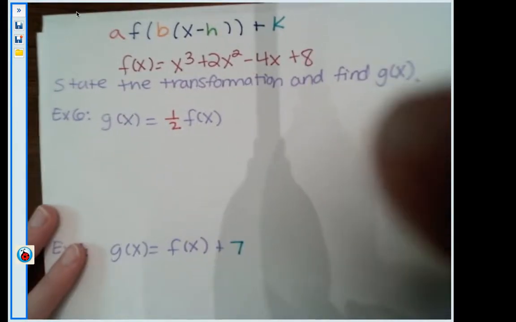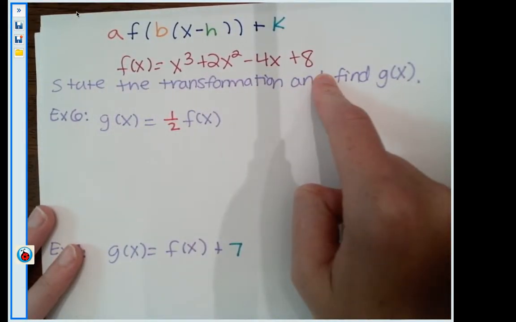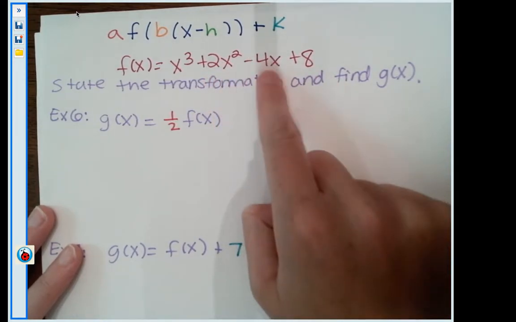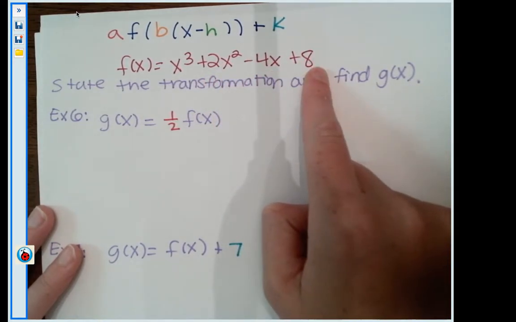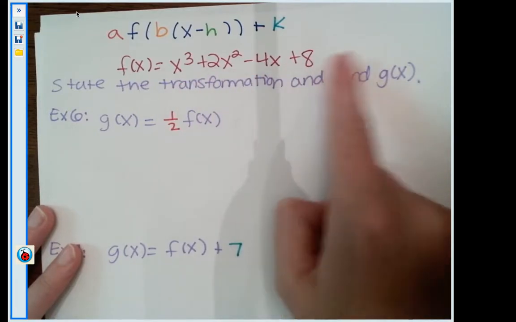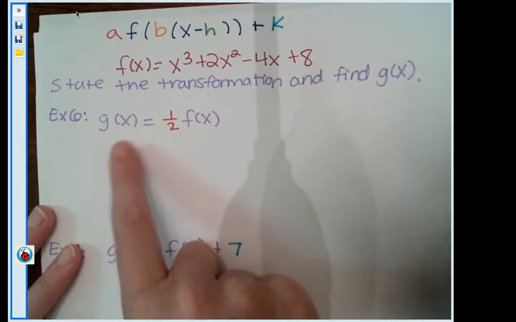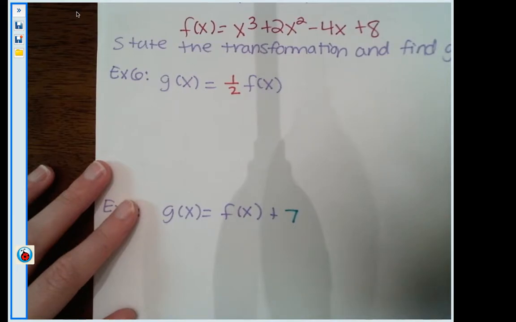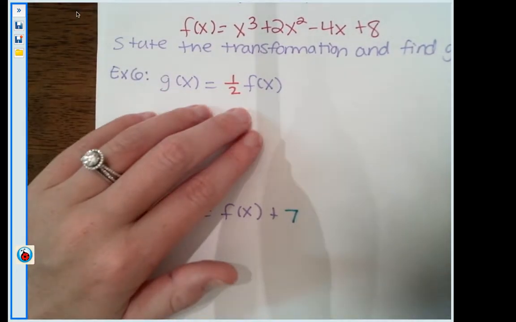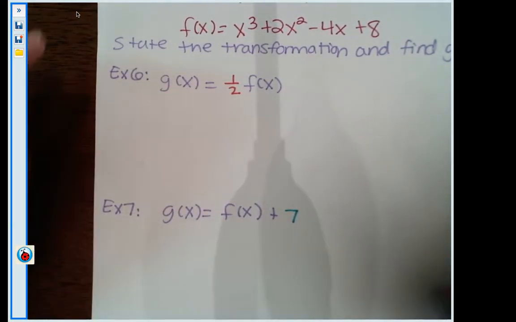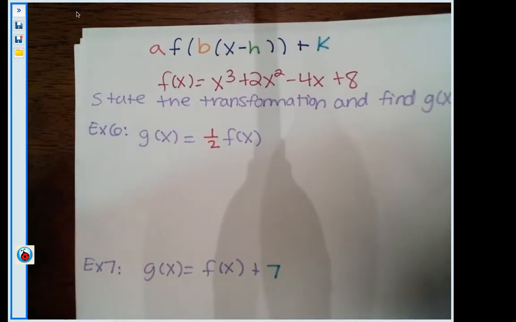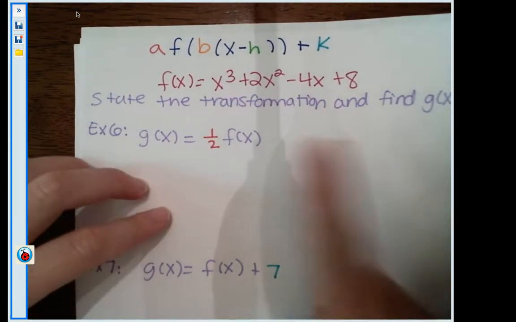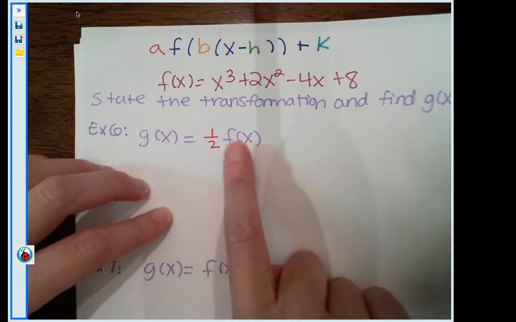Okay, so in this problem, again, this is f of x, x to the third plus 2x squared minus 4x plus 8. Okay, and we will be stating the transformation and solving for this bad boy down here. So let's get going. All right, so it says g of x equals 1/2 times f of x. So first of all, let's figure out what the transformation is. So the 1/2, you guys, is in front of the f.